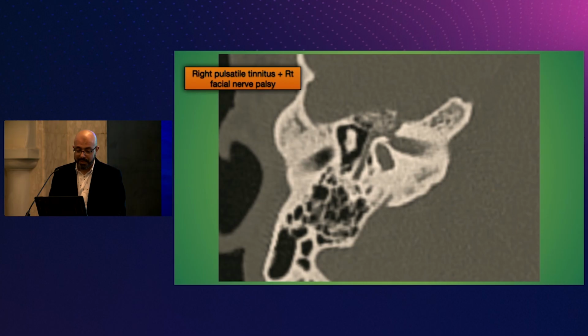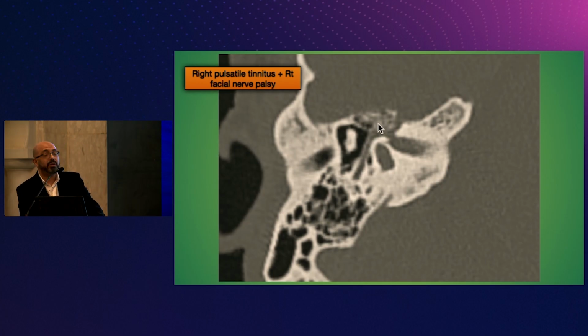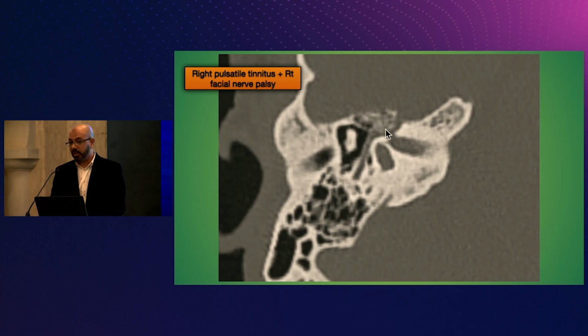Patient with right-sided pulsatile tinnitus and right facial nerve palsy. So what is wrong here? So we have, this is your labyrinthine segment, and this is the tympanic segment of your facial nerve. Okay, but where the geniculate ganglion is, we can see a lesion which we call honeycomb appearance lesion in the geniculate ganglion. So these are classical findings of what kind of tumors? Hemangiomas. So we used to call them hemangiomas in the past, but nowadays we call them venous malformations.